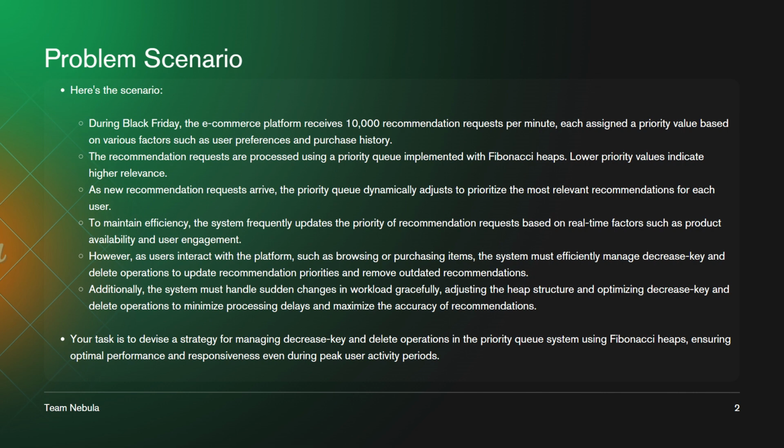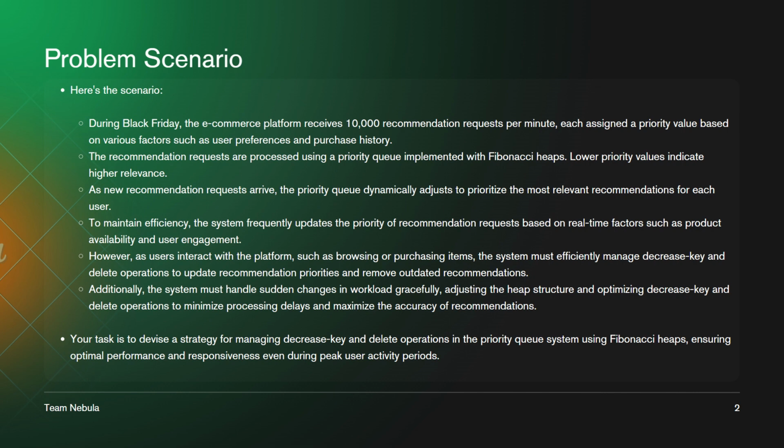As new recommendation requests arrive, the priority queue dynamically adjusts to prioritize the most relevant recommendations for each user. To maintain efficiency, the system frequently updates the priority of recommendation requests based on real-time factors such as product availability and user engagement. However, as users interact with the platform, such as browsing or purchasing items, the system must efficiently manage decrease key and delete operations to update recommended priorities and remove outdated recommendations.